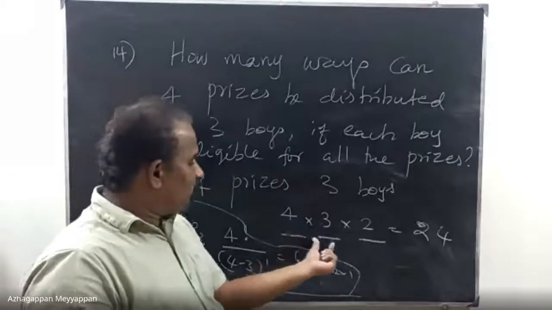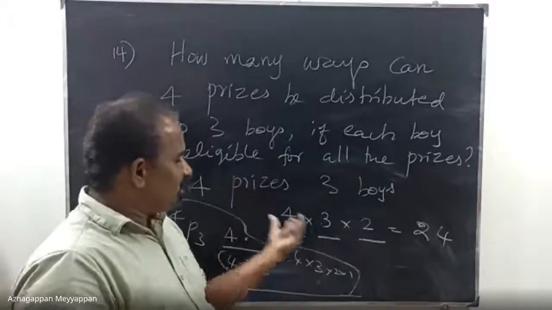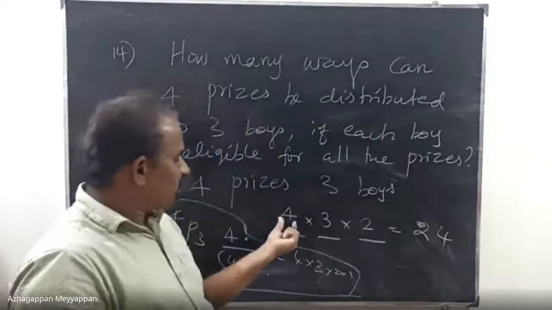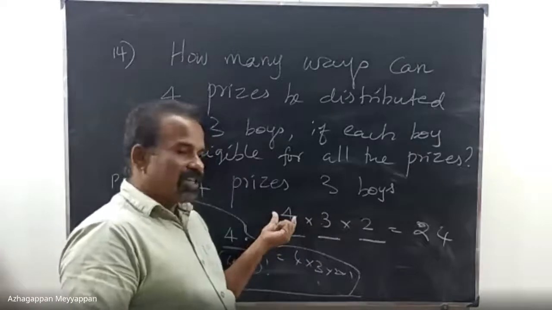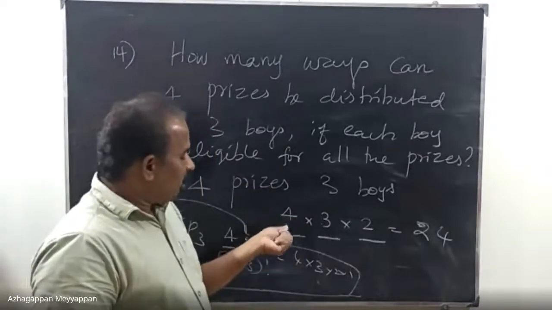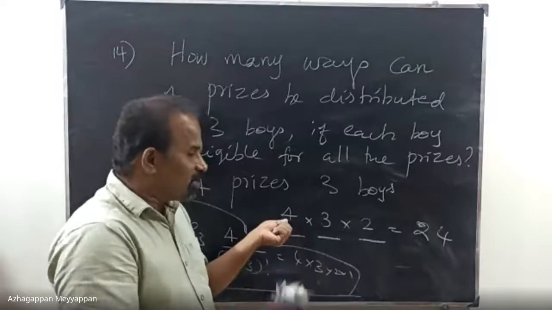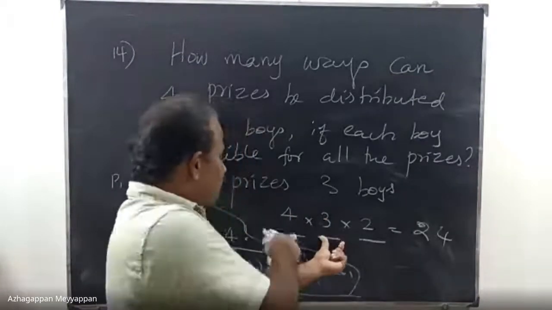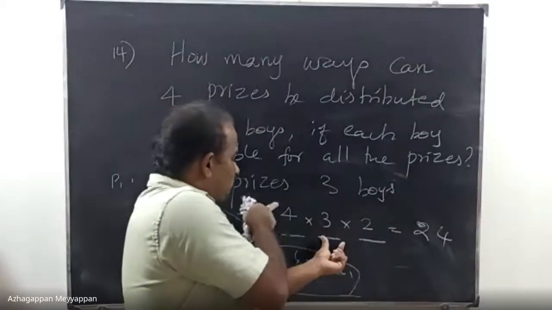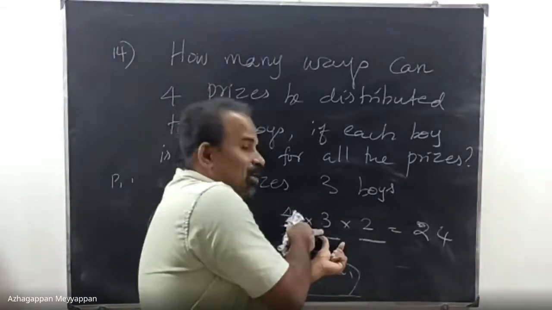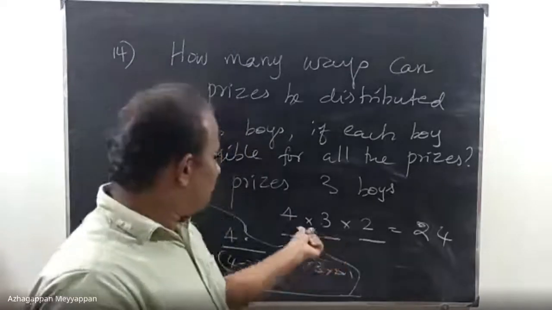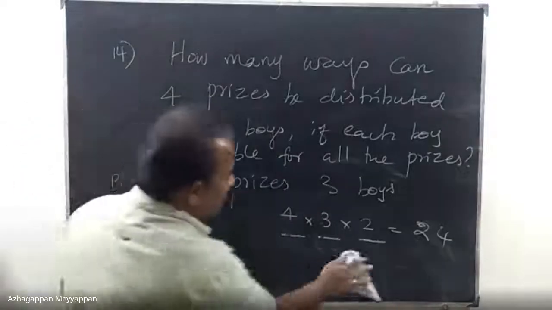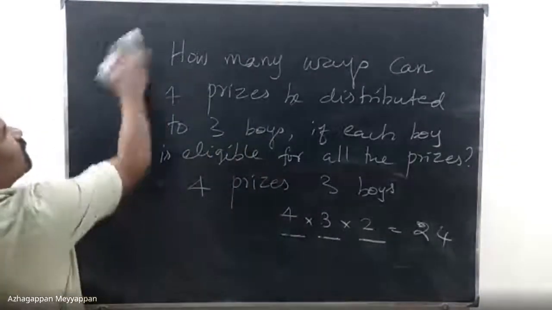So therefore 3 boys, 4 prizes. This is very easy way. The first boy, there are 4 chances. Either he can get first prize or second prize or third prize or fourth prize. The second boy, suppose that person has got the first prize, definitely that boy will not get that prize. So therefore 3, therefore 2, 4 into 3 into 2. This is very simple. Therefore 24 is there.